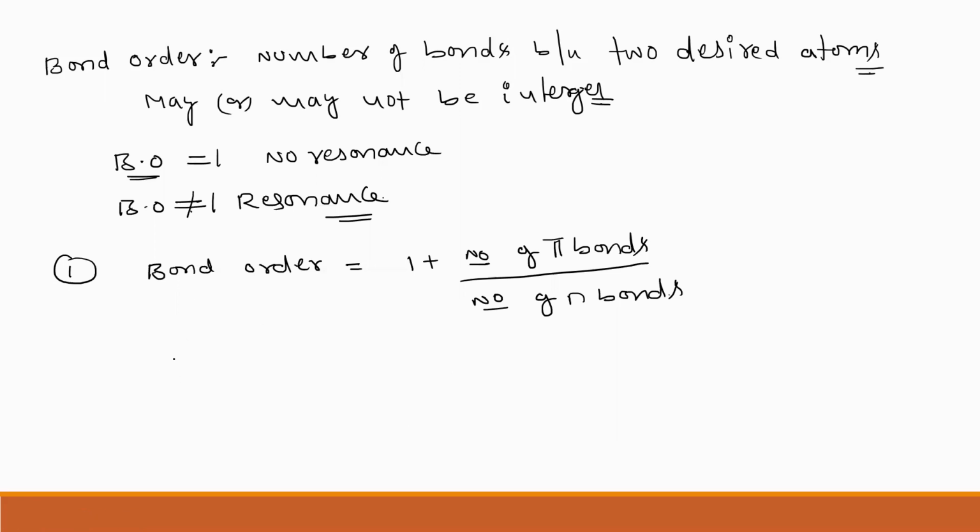For example, I am taking CO3 2-. Just write the structure of this CO3 2-. The CO3 2- structure will be like this. Now what is the bond order between carbon and oxygen? That is the question. To do this, we use the bond order formula.